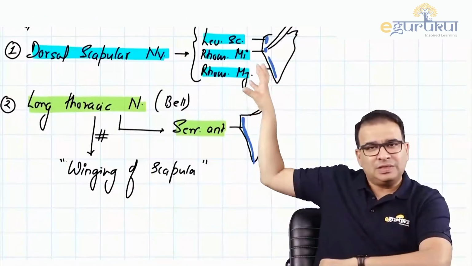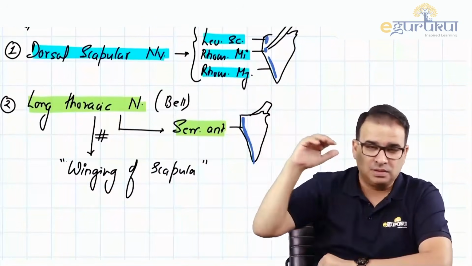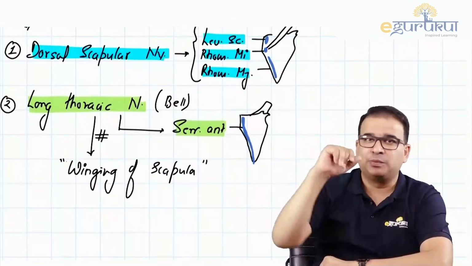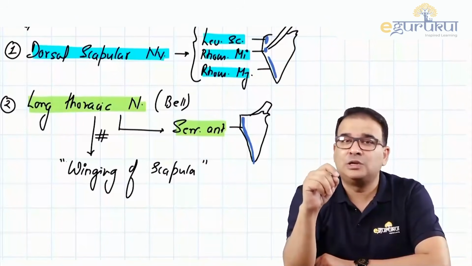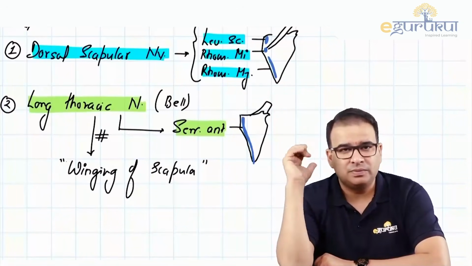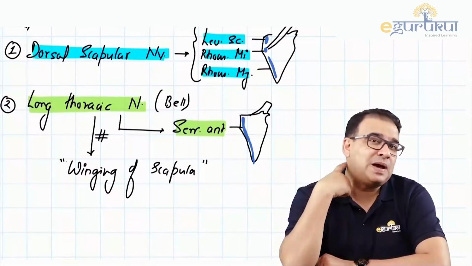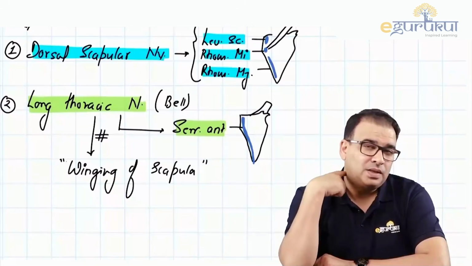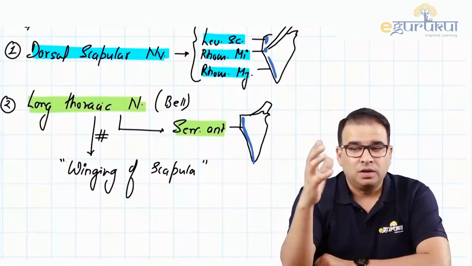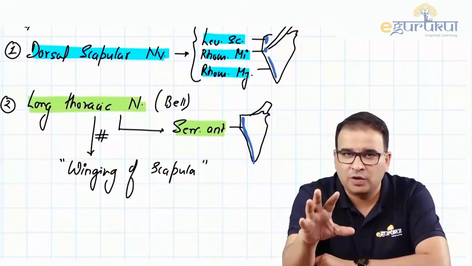So involvement of even the trapezius muscle, which is a muscle covering the medial half of the scapula from the posterior side, can also lead to the winging. So yes, mainly the winging of scapula is because of involvement of the long thoracic nerve. But as I said, it is not hard and fast. If the spinal accessory nerve in the neck is involved, which supplies the trapezius muscle, that can also lead to partial winging of scapula as well.